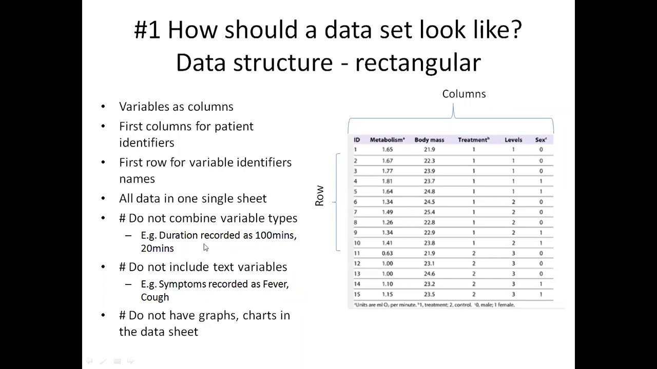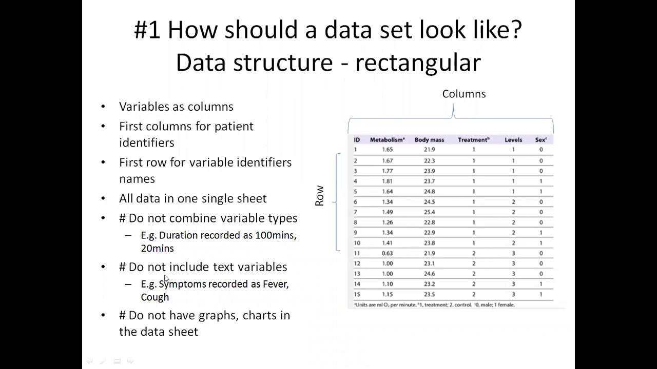Like I said, suppose you have a variable like duration, measured in minutes. One tendency is to write them together, as 100 minutes or 20 minutes. But when you do that, you mix a number with a string, and that becomes a problem when you try to read it in statistical software. So one caveat: do not combine variables.